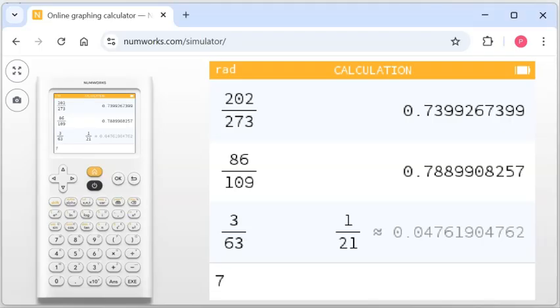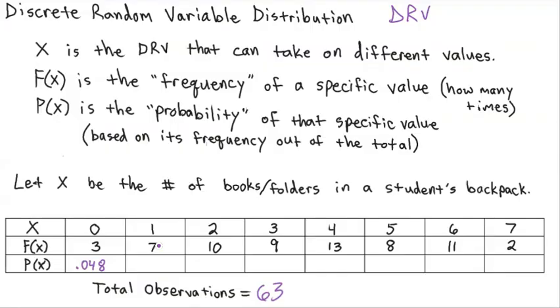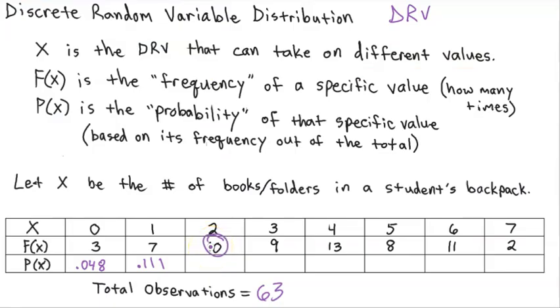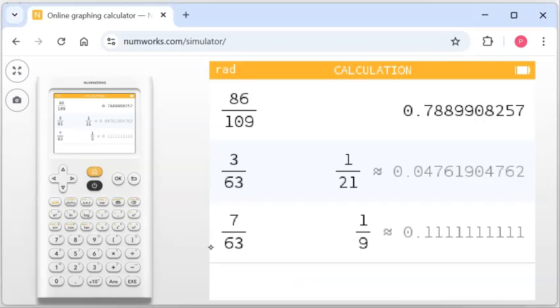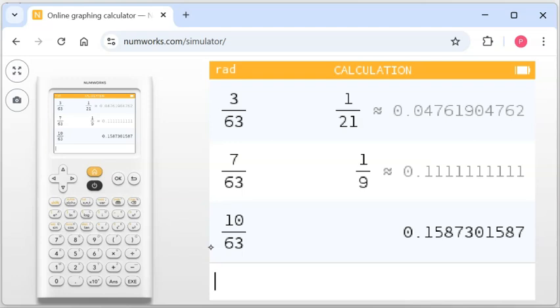And to do this one here, we're going to do 7 over 63. Okay, so 7 over 63. That's going to be 0.111. Now to get this number here, we're going to do 10 over 63. So 10 over 63. And that's 0.15.